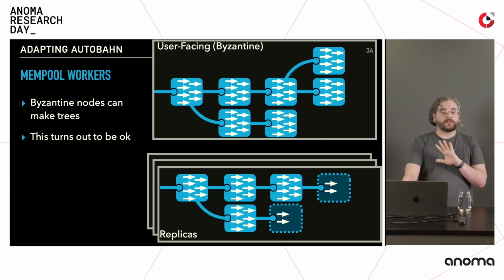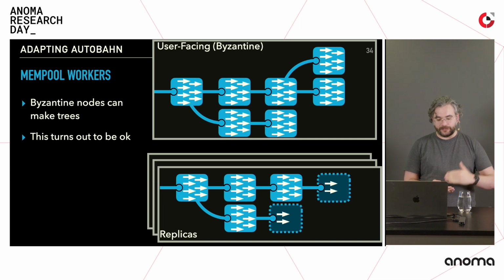Now, there are some nuances to Autobahn's approach. To begin with, nothing actually prevents Byzantine nodes from forking their user-facing workers' data lane, making it into a tree. Replicas might notice, producing evidence of malfeasance, but in the meantime, the chain has to be able to survive such a thing. Fortunately, at least for what we've talked about so far, these trees don't turn out to be a problem and the same rules apply, but the details are a little bit complicated, and I'm not going to explain them.